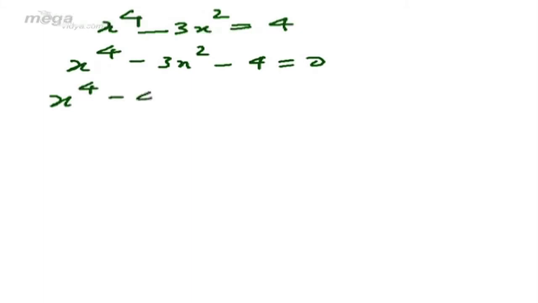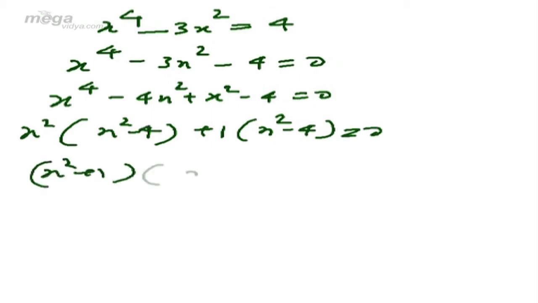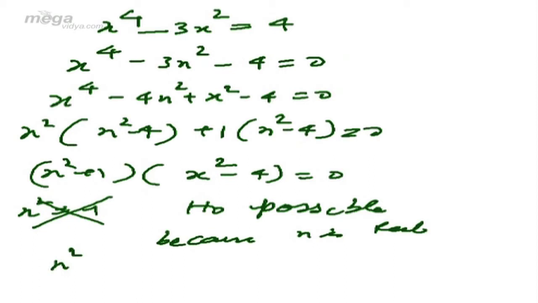So x to the power 4 minus 4x square plus x square minus 4 is equal to 0. So x square times (x square minus 4) plus 1 times (x square minus 4) is equal to 0. So (x square plus 1) in the first bracket and (x square minus 4) is equal to 0. x square is equal to minus 1. This is not possible because x is real. So x square is equal to 4. So x is equal to plus or minus 2.